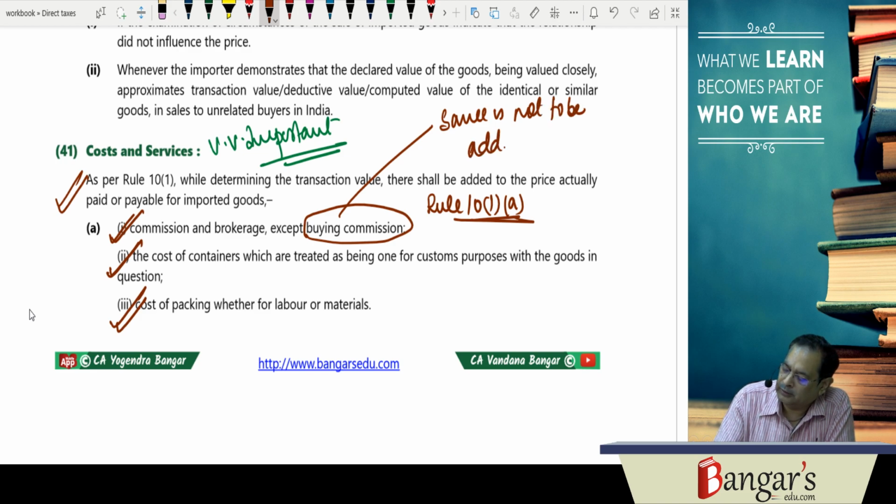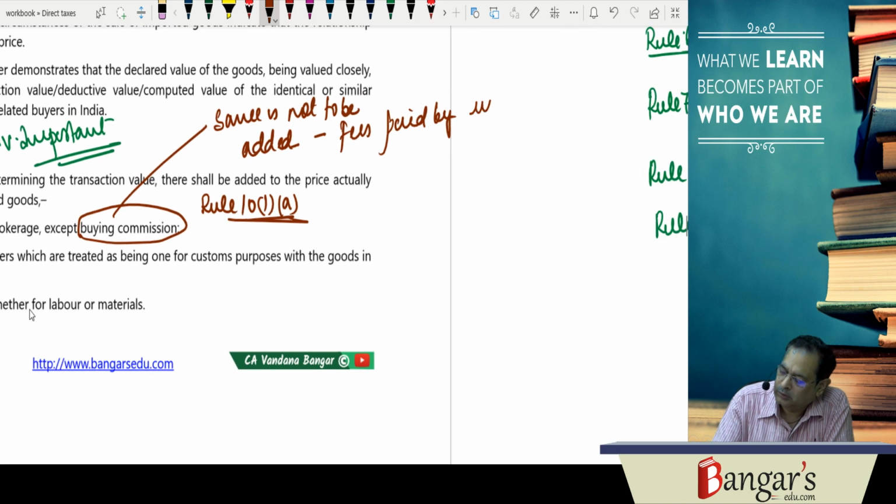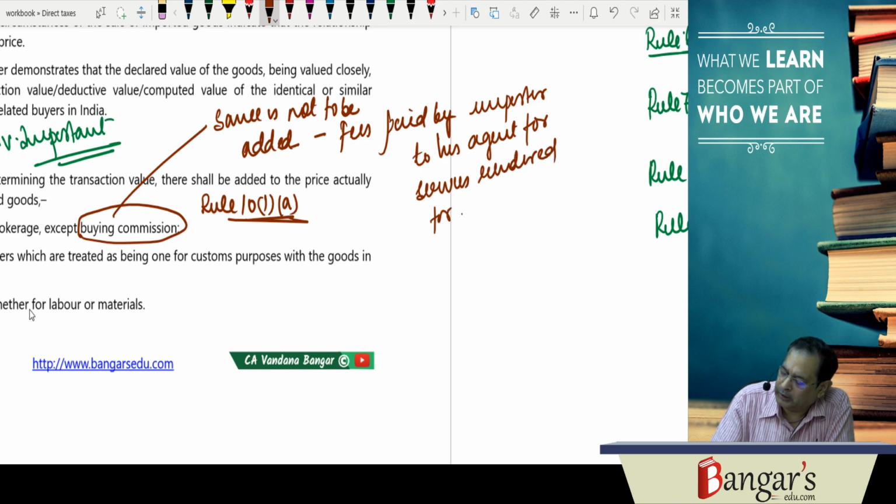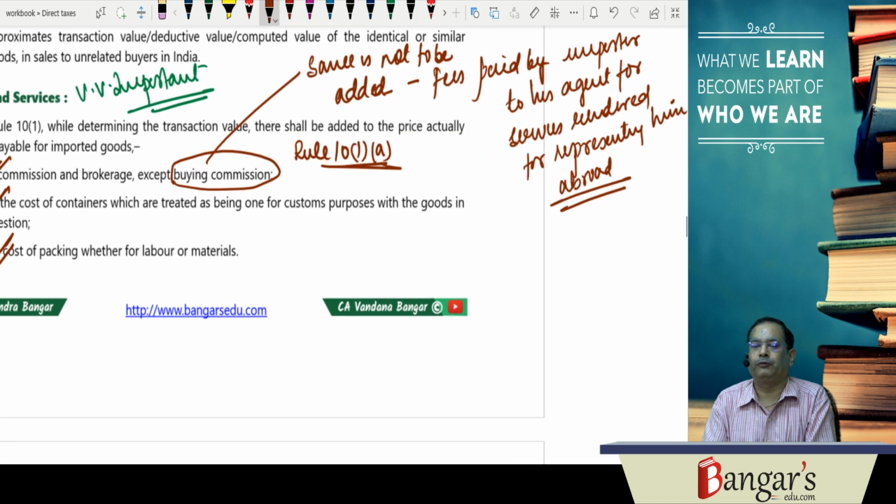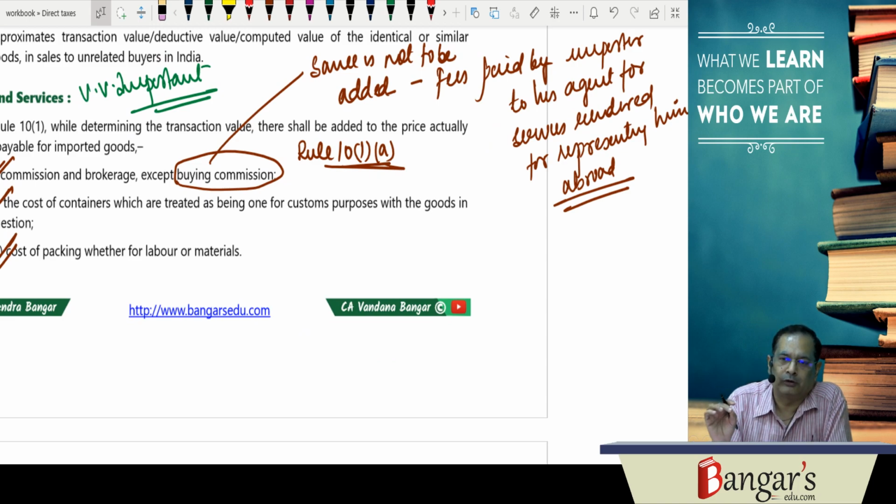What is buying commission? Buying commission basically means fees paid by the importer to his agent for services he is rendering for representing him abroad. So basically that is buying commission, fees which is paid by an importer to his agent for the services which he is rendering for importing, representing him abroad.